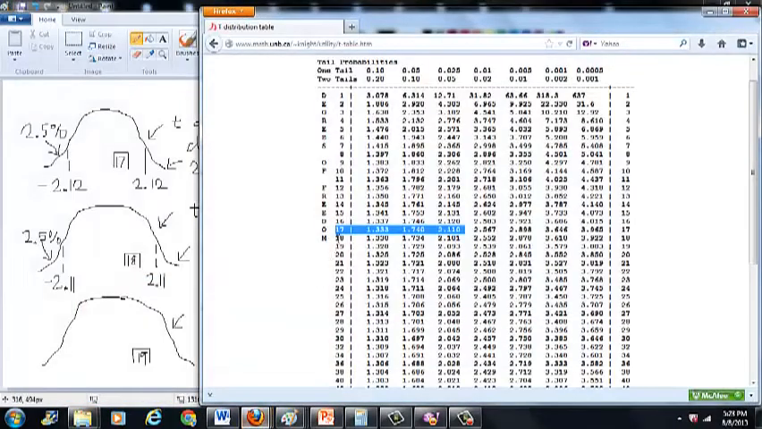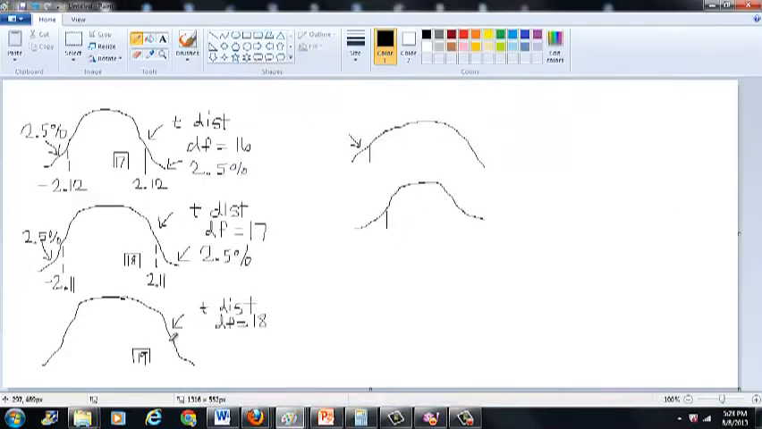Now our critical value is at 2.101. So our critical value isn't changing that much. It's just changing a little bit at a time as our degrees of freedom go up. Now we have 2.101 and negative 2.101.